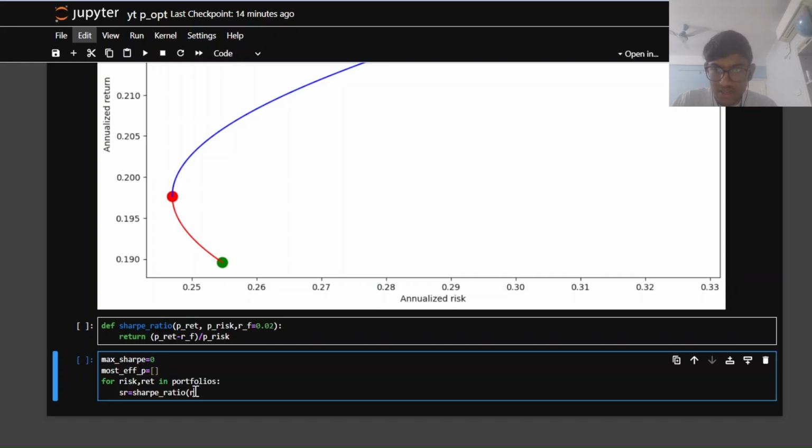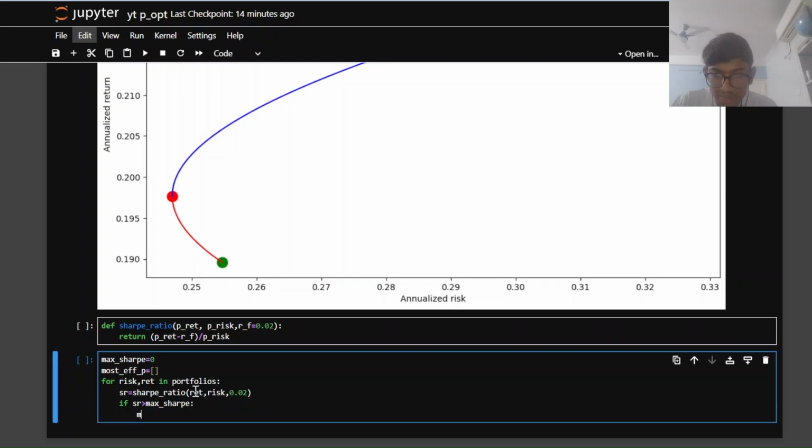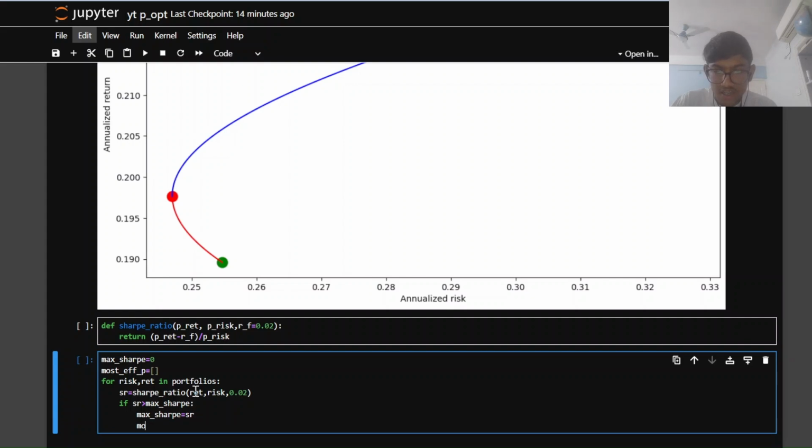I mean, ret, comma, risk, comma, 0.02, right? And if this SR is greater than the max Sharpe, then I will set my max Sharpe to be SR and put in this risk, comma, return on our most efficient portfolio. Risk, comma, ret. That makes sense.